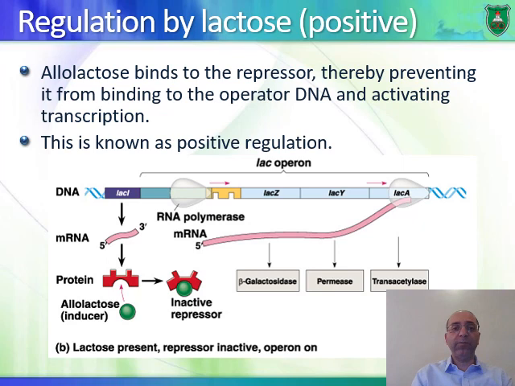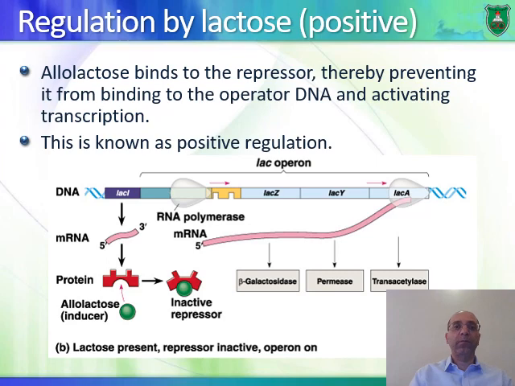So here's what happens basically. Again, the LAC-I produces the repressor. The repressor can bind to the operator, but if there is allolactose, allolactose binds to the repressor and the repressor cannot bind to the operator, and you have transcription going on. So this is known as positive regulation because something induces regulation. Okay, so you have transcription going on, so that's something positive.